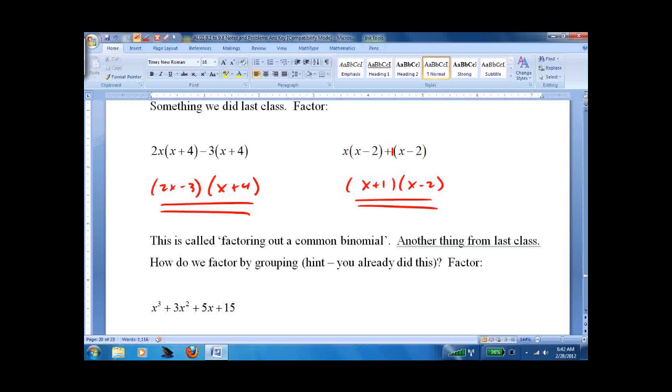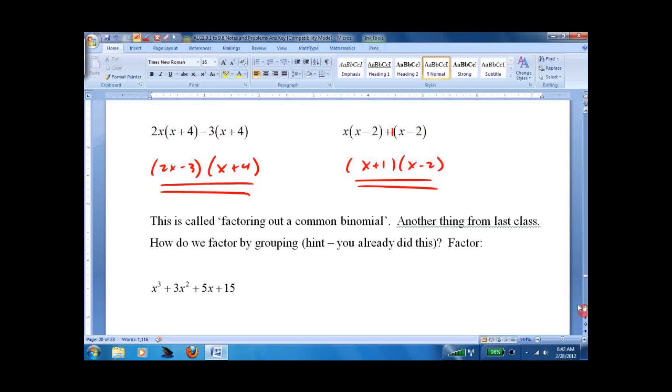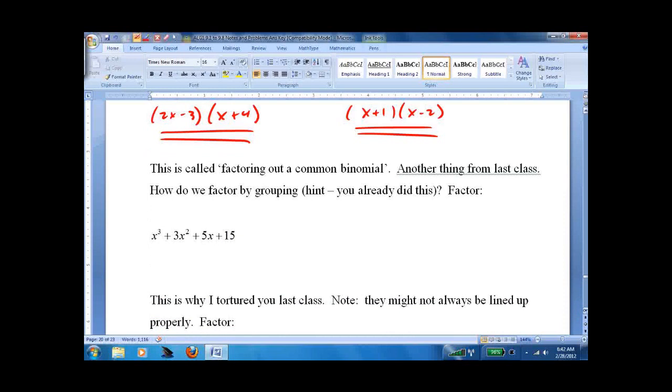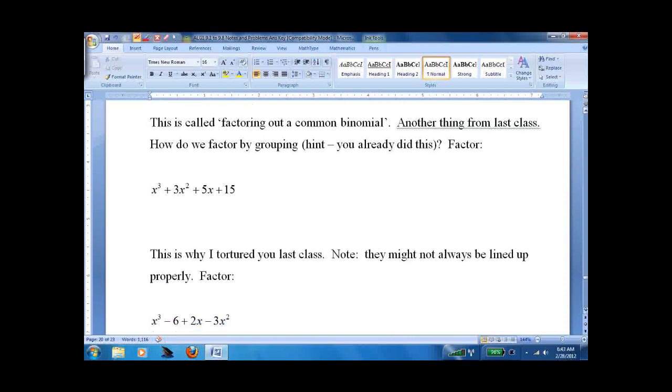But how do we factor by grouping? Well, we've already done this. We created a 4-term polynomial and looked at 2 terms at a time. So the key to this is that if I ask you to factor something, you see there are 4 terms, then you just group them. Take the first 2 and the last 2.